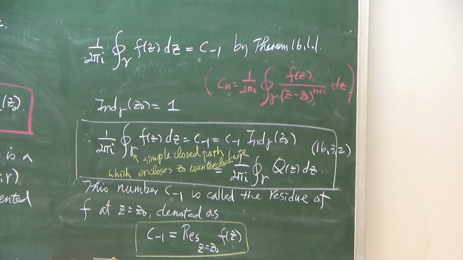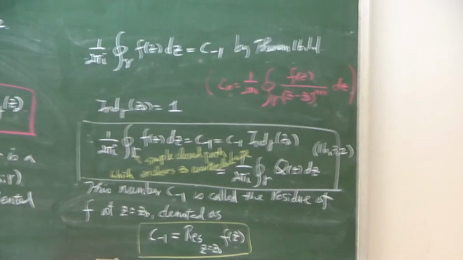We observe that if f(z) is a pole or an isolated essential singularity at z equal to z0, and if q(z) is its principal part, okay, so this one is the principal part of f(z) at z equal to z0.